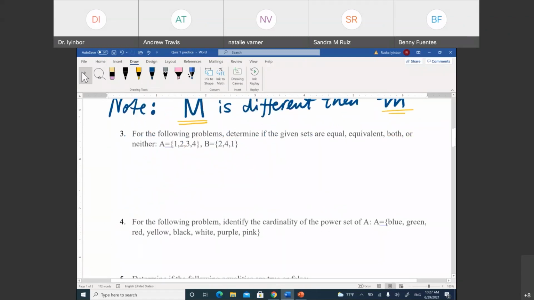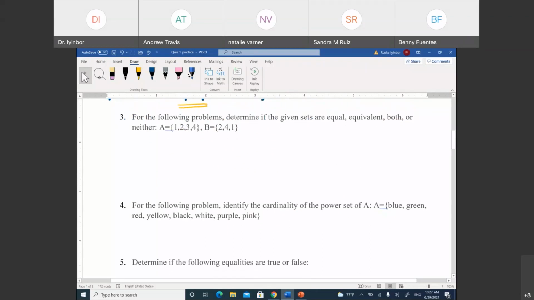Number 3 says, for the following problems, determine, actually it's only one problem. Determine if the given sets are equal, equivalent, both, or neither. So 2 sets are equal if they have the same elements, the same number of elements. Equivalent is when they have the same cardinality. Both, it's technically when they're equal, they're both. Or neither, when they're not the same and all that.